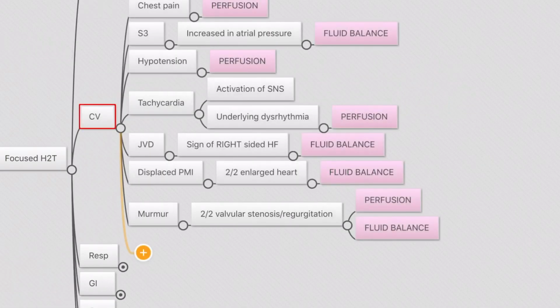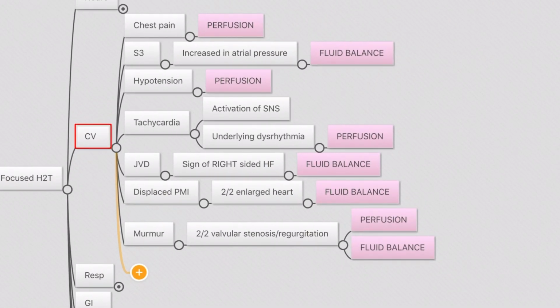Then we're going to look at cardiovascular. So for cardiovascular, you want to assess the patient for any chest pain because the patient might have a decrease in perfusion. S3, there's an extra heart sound that could be due to increased atrial pressure, and that is usually due to fluid balance.